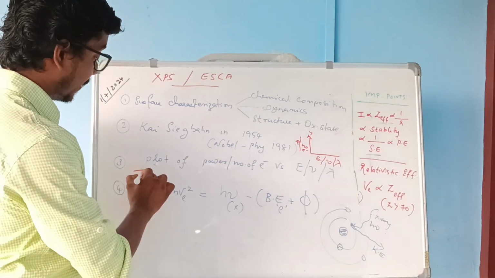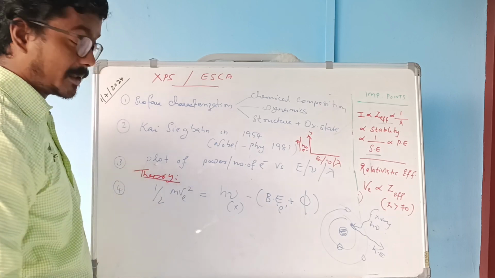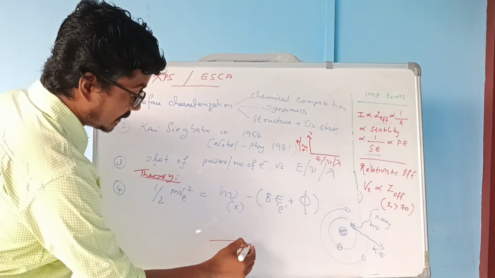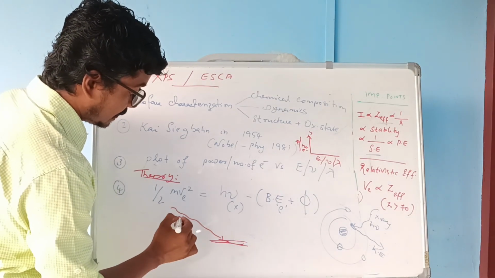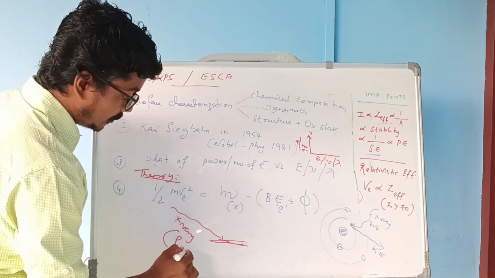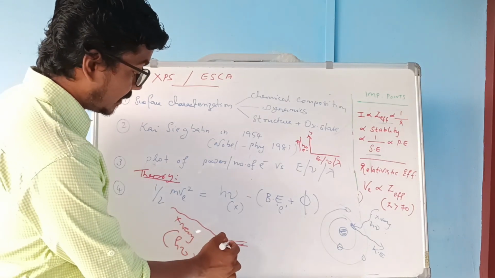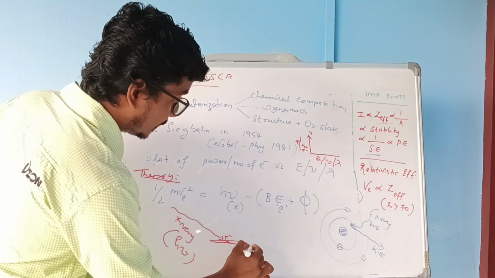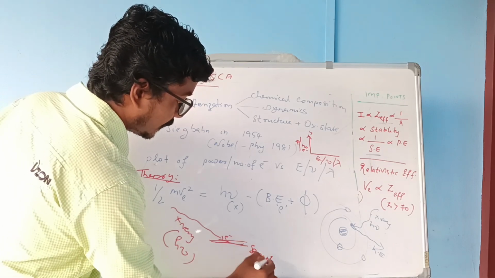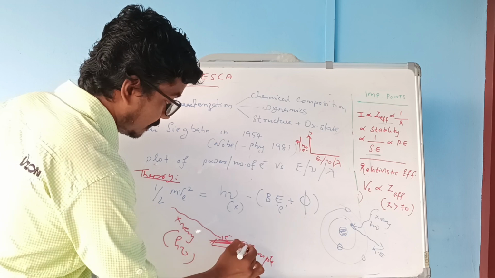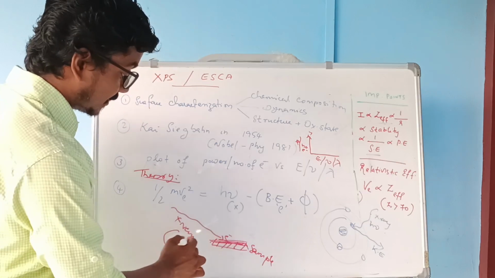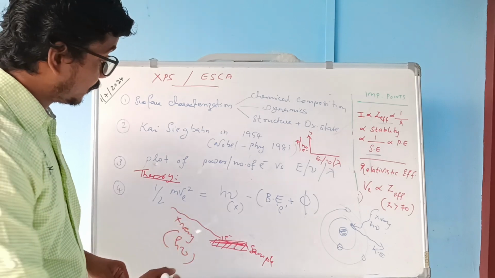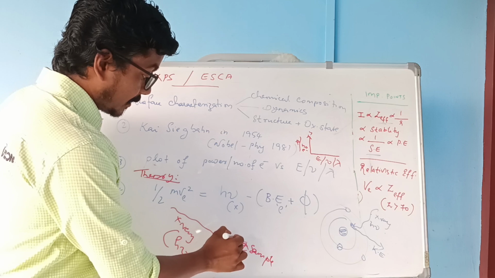What is the principle? The theory part. When an X-ray strikes the sample, this is the sample space, the X-ray having energy h nu, where h is Planck's constant and nu is the frequency of the X-ray light, strikes the sample, and the electrons in the sample get ejected like this.